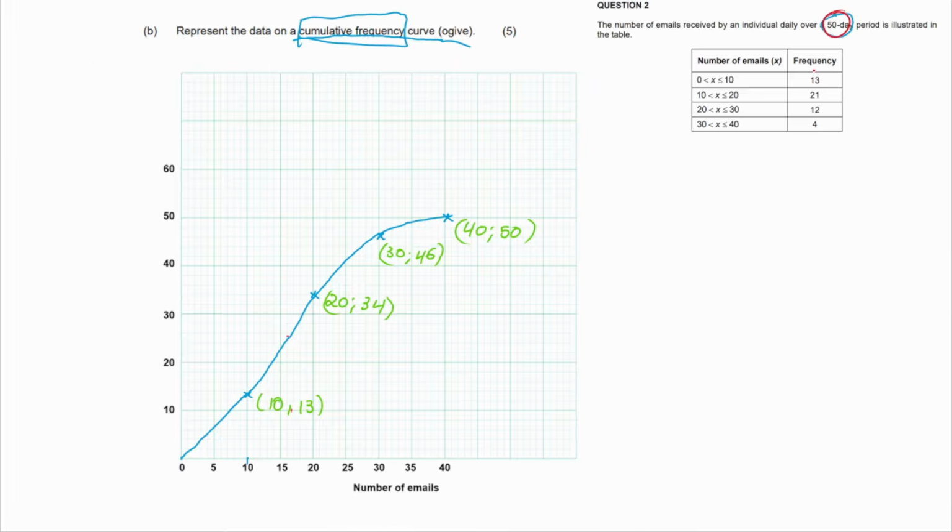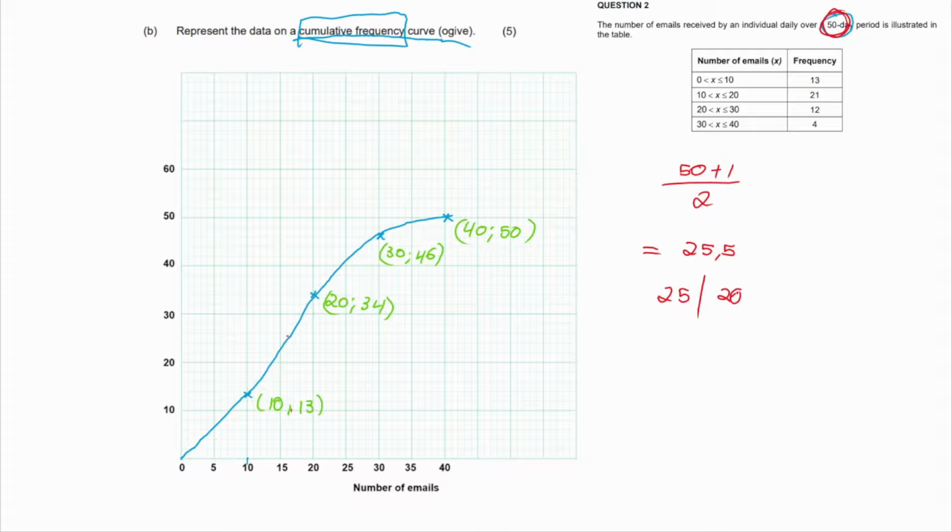So let's have a look. Over here we have a 50-day period. To define the position of the median, we take 50, add 1 to it, and divide by 2. If you do that, you get 25,5. So the position of the median is between the 25th position and the 26th position.